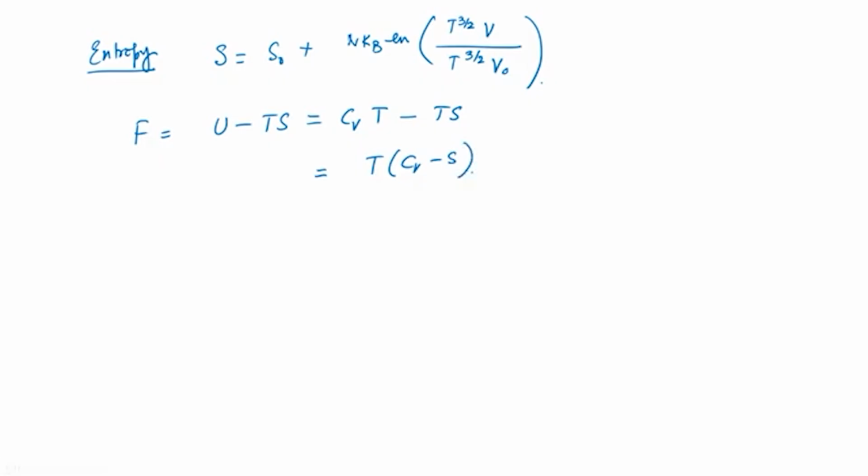We are slowly trying to get F to be a function of N, so that we can take the derivative and get this chemical potential. And C_V is equal to 3/2 N k. This is the specific heat of a monatomic gas.